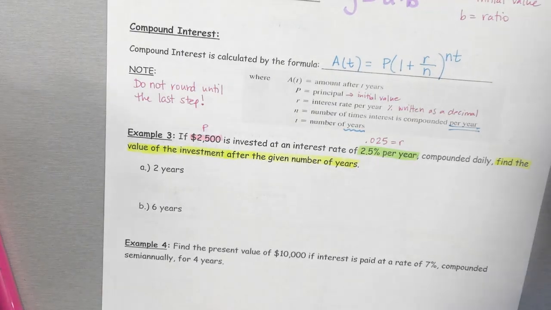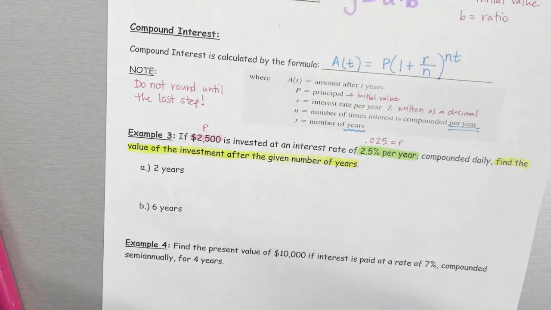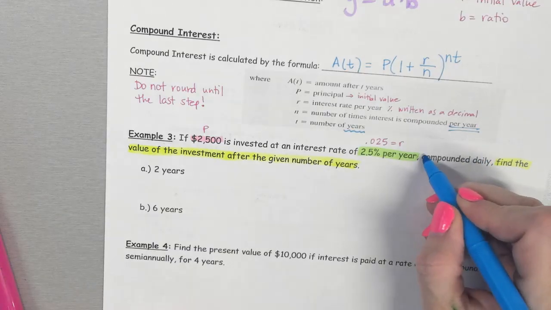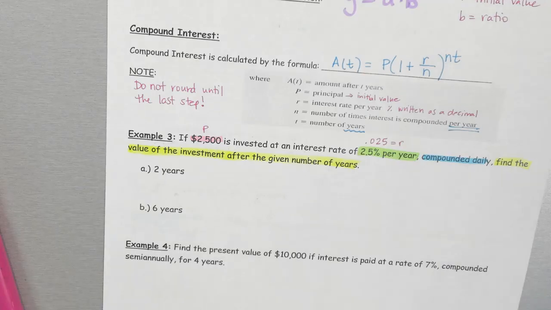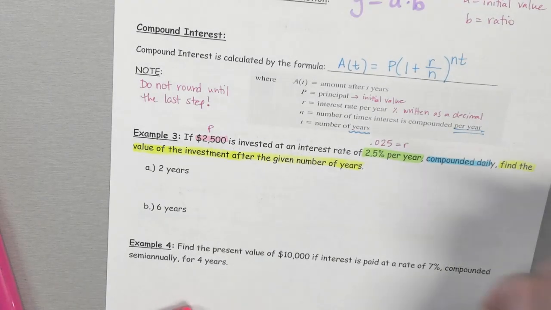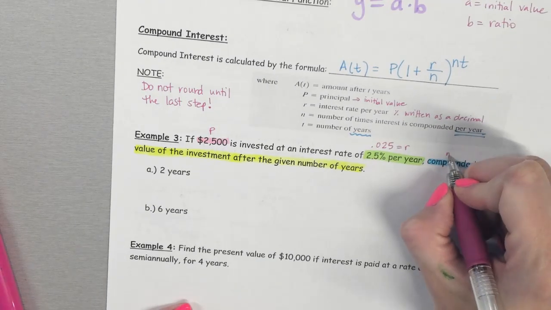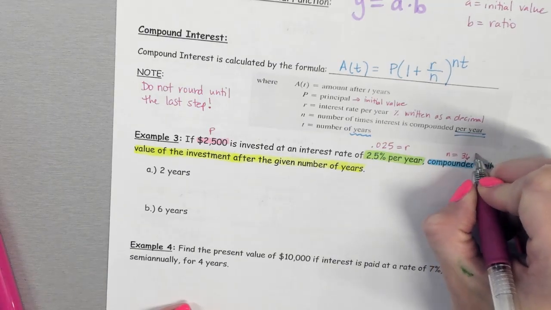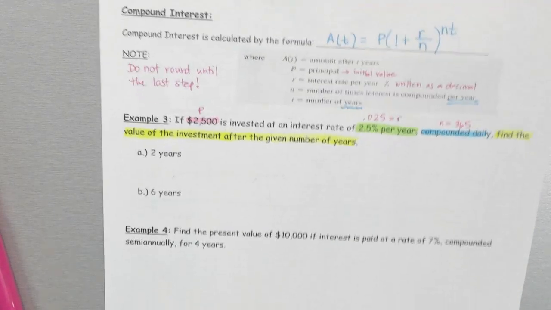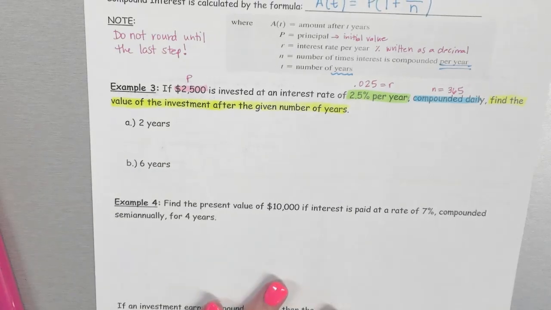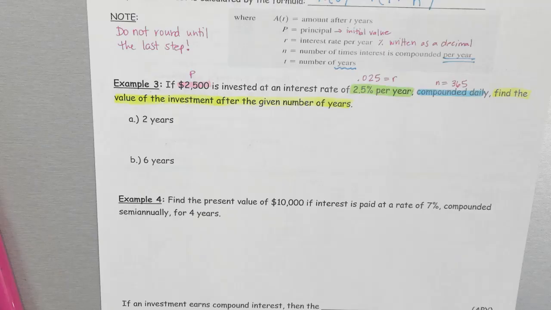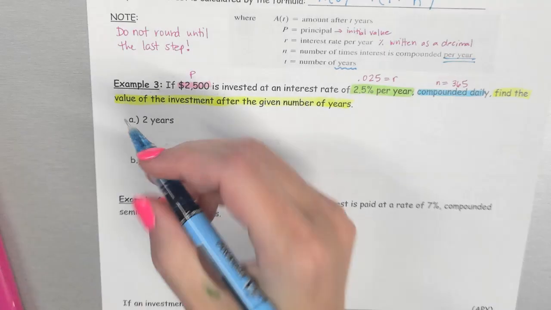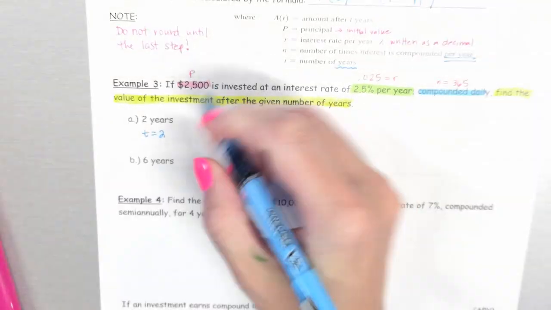The last thing they tell you is it's compounded daily. So if it's compounded daily, it says how many times it's compounded per year. You just have to ask yourself how many days are in a year, which is going to be, we're going to use 365. Then we can find the investment after A, 2 years, and after B, 6 years. So for this one, your T is 2.